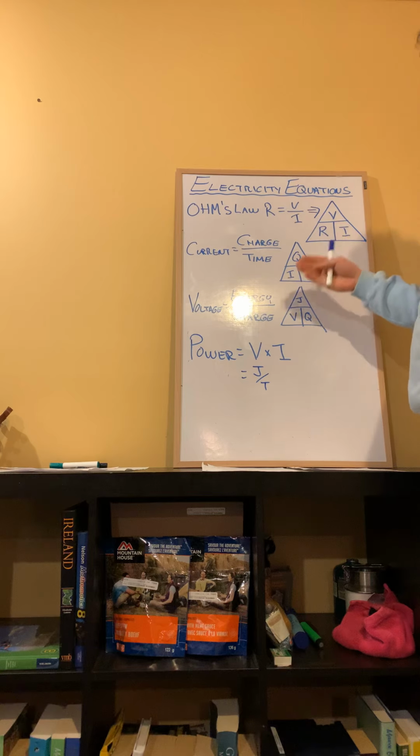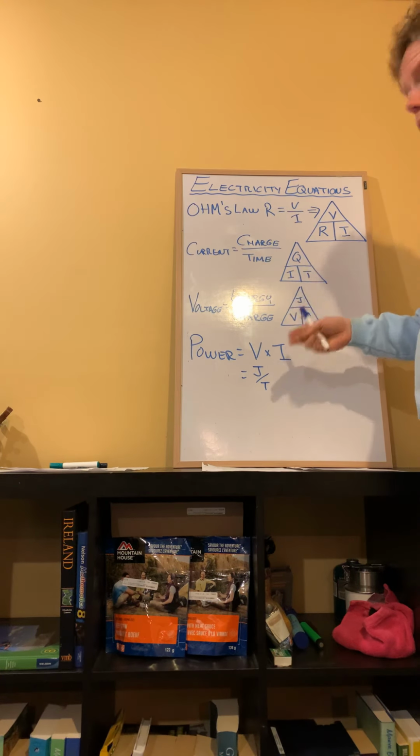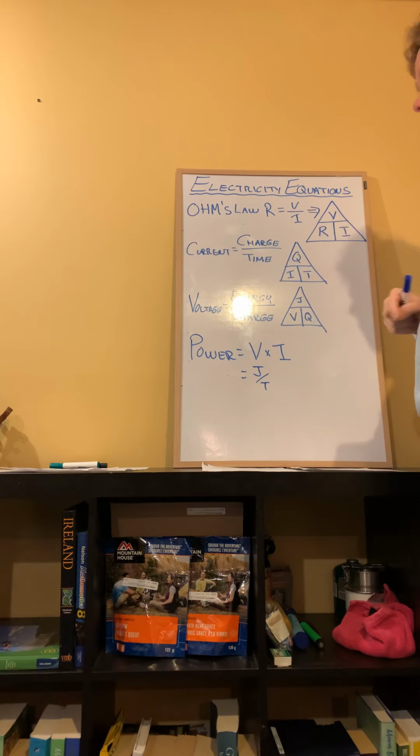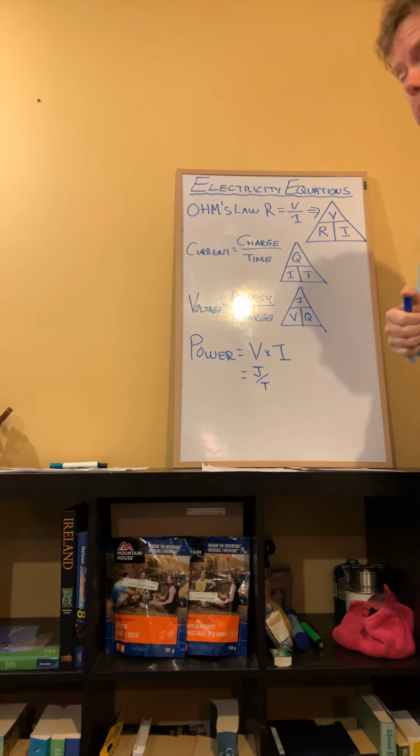So anytime you're given two of the three variables, you can easily figure out the third variable by just doing the math that is suggested. If it's side by side, you're multiplying these to get that. If it's one above the other, it's top divided by bottom to get the third variable. And we'll do a couple of examples, so don't worry.